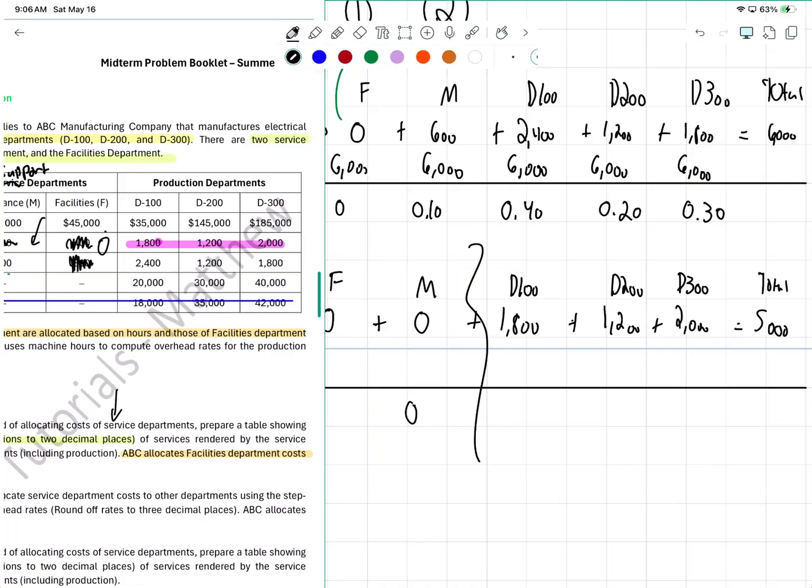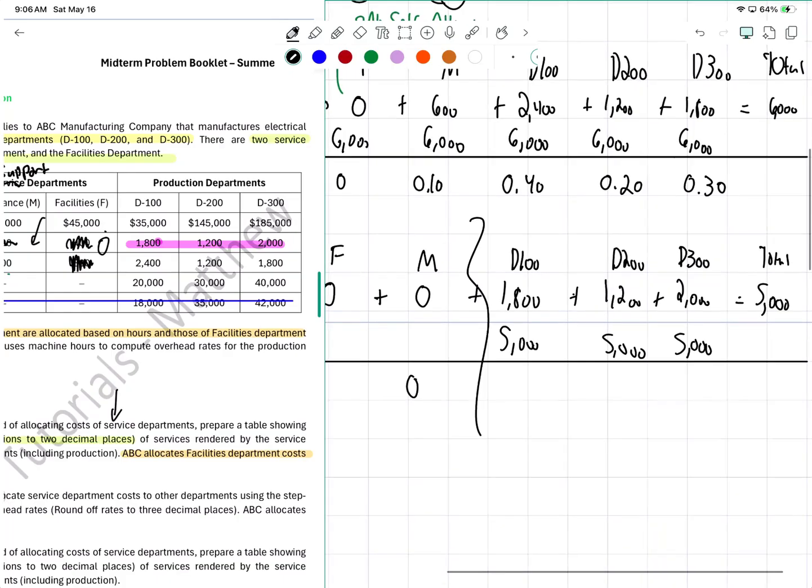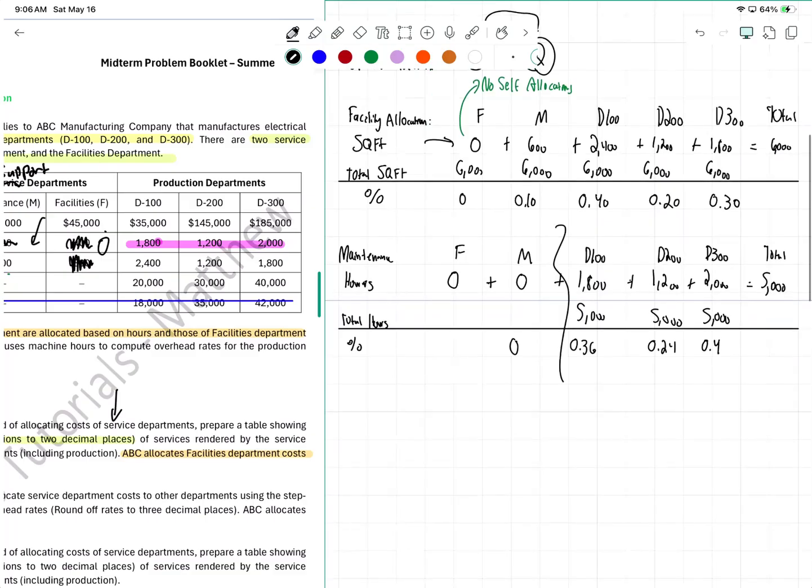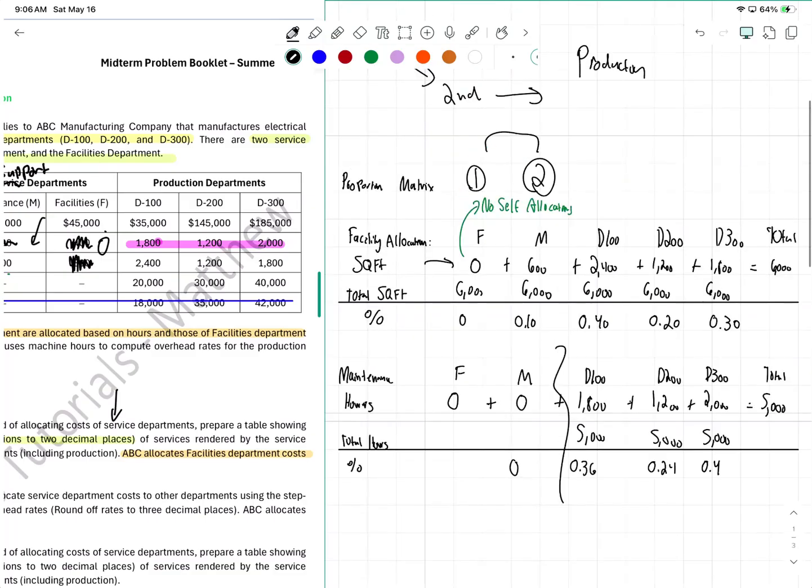Perfect. 5,000. So we are going to divide everything by 5,000 here, and that's going to be our proportion for each operating department. So D100 is going to be 36%, or 0.36 rather. And then D200 is 0.24, and D300 is 0.4. And just like that, guys, we are now good to go. That was required 1. You did your proportion matrix.